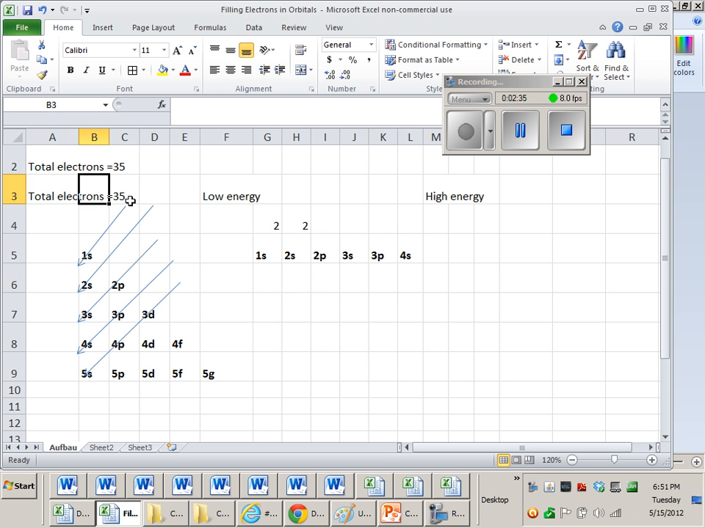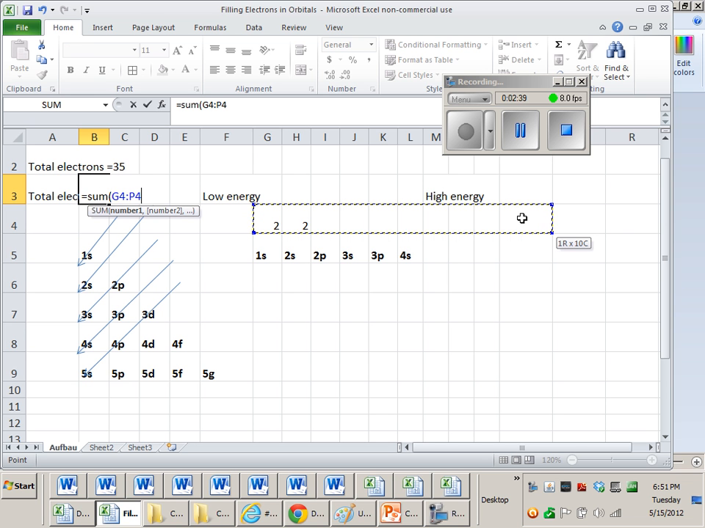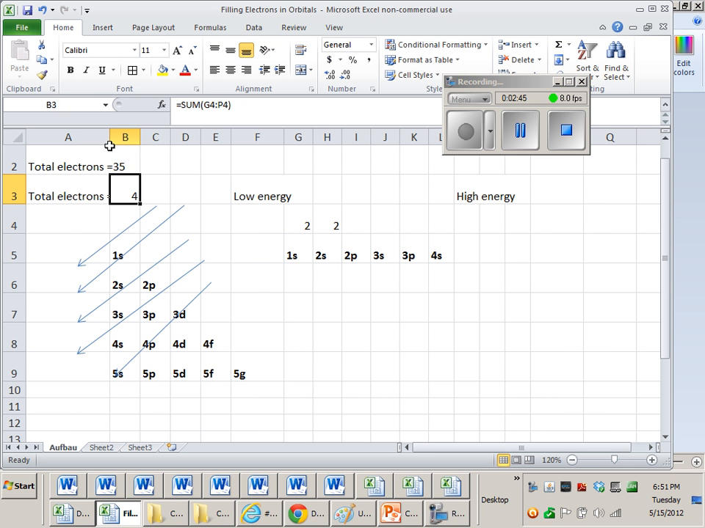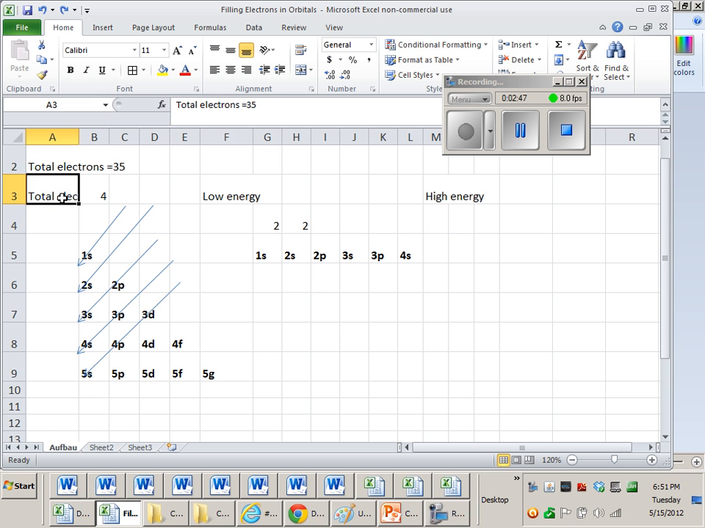Let me do that. So I'm just going to sum up all the electrons we end up doing. Great. Okay, so our running total is 4 so far. So we filled up the 1s and the 2s, and we follow the arrows and go to the next.